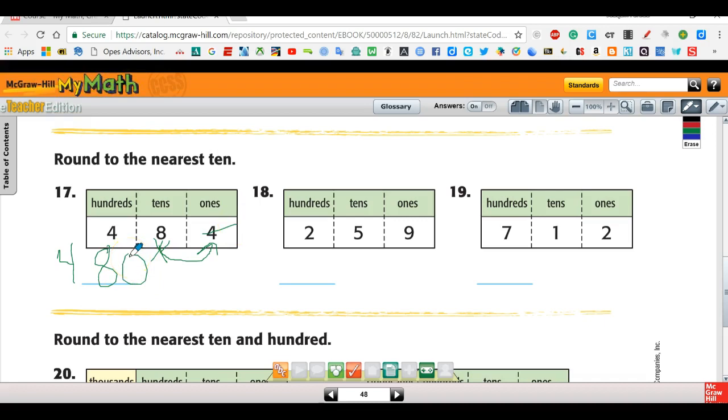Okay, let's do one more, and then you do 19 by yourself. Okay, what number's in the tens place at number 19? 5. I'm not working with a 2 yet, because that's in the hundreds place. Looking over to the right. Okay, what does the 9 say to do to the 5? Add a 1. So what's 1 plus 5? 6. And replace the 9 with 0.